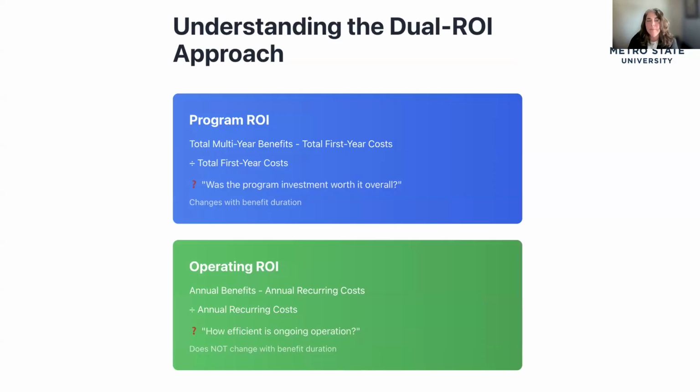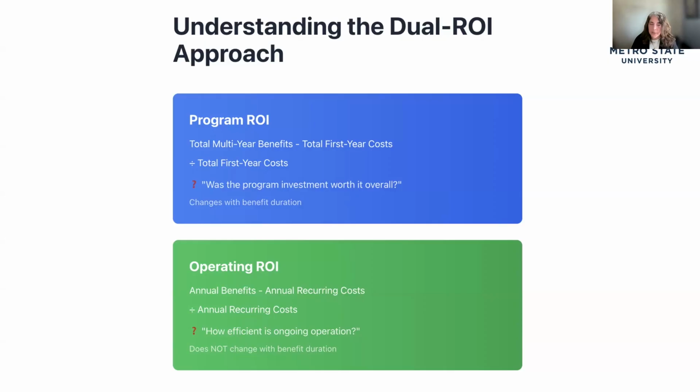So the calculator we're going to go over, I want you to understand that there's a dual ROI approach. The calculator gives you 2 different ROIs. They answer different questions. First is a program ROI, and it's answering the question, was the program investment worth it overall? That looks at multi-year benefits minus total first year costs. So if you've said the benefit duration is going to be 5 years, your ROI is going to change if you change the benefit duration. So it's looking at the whole program.